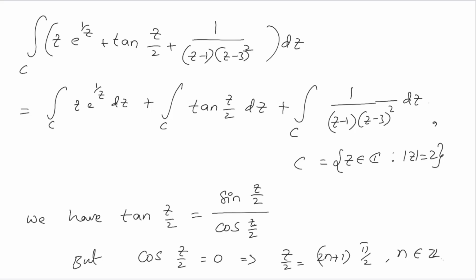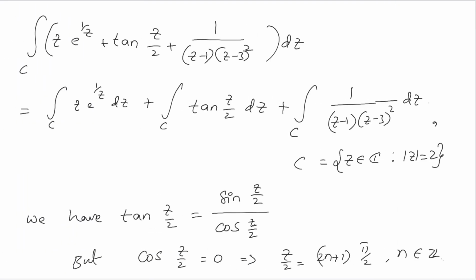The only zeros of cos z divided by 2 are nothing but these points. At these points only cos z divided by 2 becomes 0, and hence these are the only singularities of tan z divided by 2. Why I am explaining this is, out of these singularities, which points lie inside this curve C? So to look at that, I'm just explaining the zeros of cos z divided by 2.